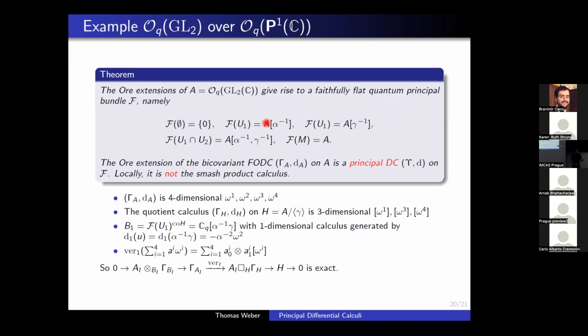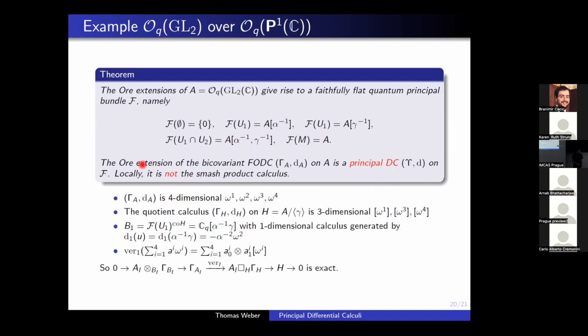We do it basically in the same way. And we also do the OR extension of the bicovariant calculus on Gamma_A. And then it turns out that this is really a principal differential calculus in the previous sense. And let me also mention, locally it's not simply the smash product calculus, it's something more complicated. And so maybe just the steps so you can see how this works, and then I finish exactly on time.